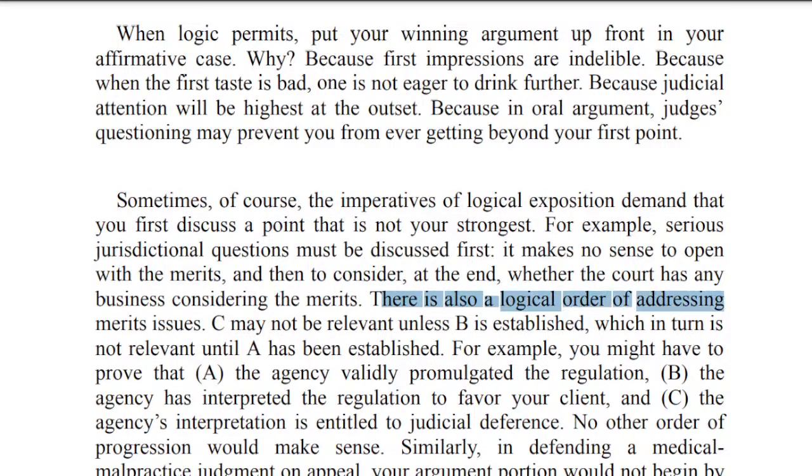There is also a logical order of addressing merit issues. C may not be relevant unless B is established, which in turn is not relevant until A has been established. For example, you might have to prove that A, the agency validly promulgated the regulation, B, the agency has interpreted the regulation to favor your client, and C, the agency's interpretation is entitled to judicial deference. No other order of progression would make sense.